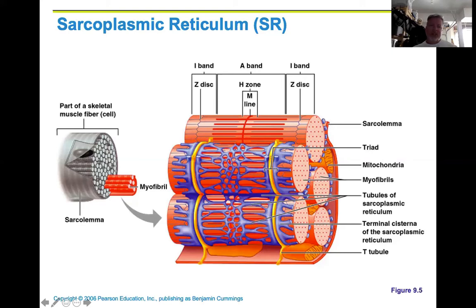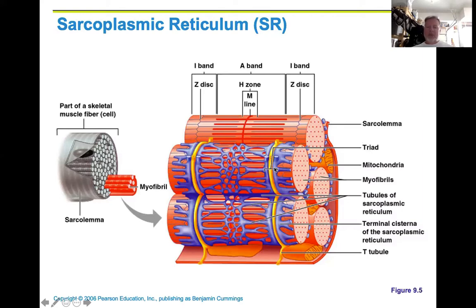Now, all of this functions in the regulation of intracellular calcium. Calcium is kind of the key when it comes to getting your muscle cells to contract. Along with the terminal cisterna, we have what are called the T-tubules, and these T-tubules penetrate into the cell's interior at each of the A-band, I-band junctions. A T-tubule is associated with a pair of terminal cisternae, and this forms what's called a triad. There it is right there, the triad showing the 3.